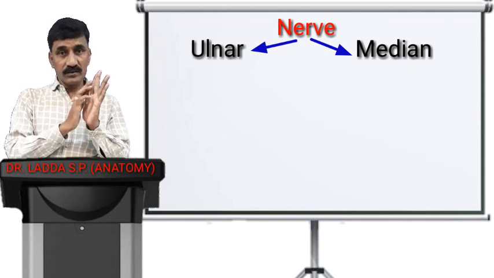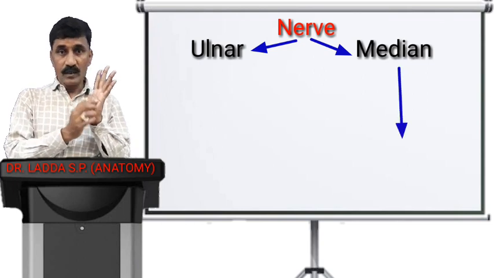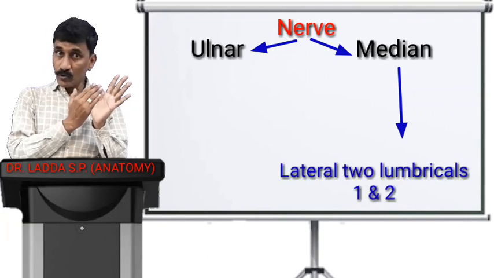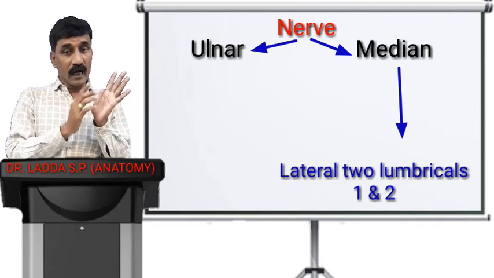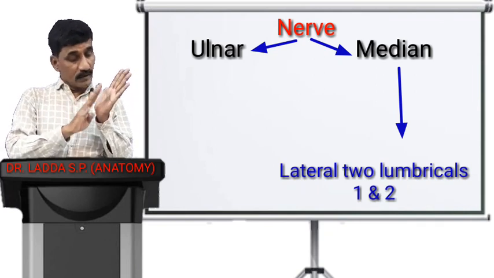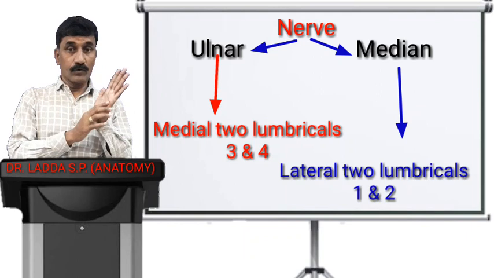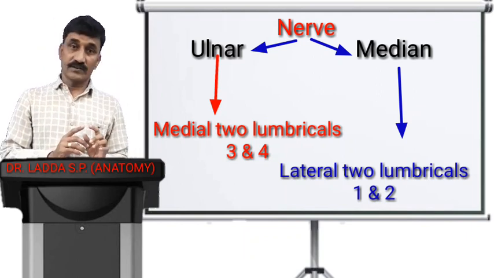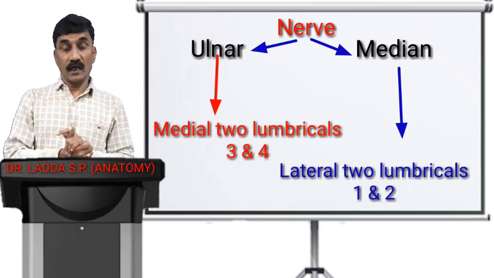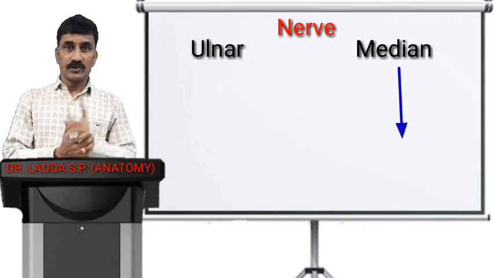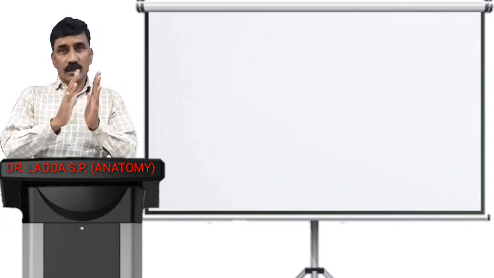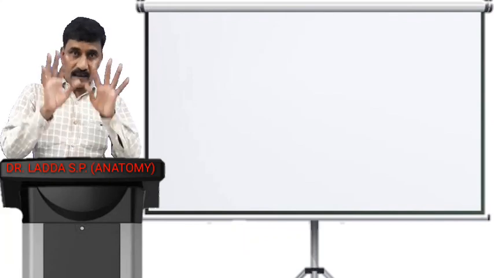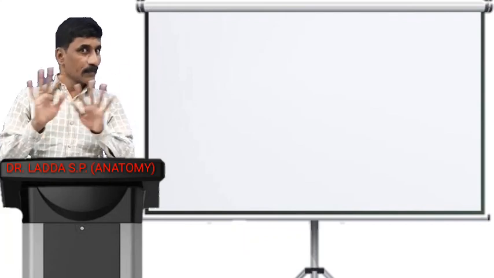Now about the lumbricals, there are 4: 1, 2, 3, 4. Among these 4, the lateral 2, first and second, are supplied by the median nerve, and the medial 2, third and fourth, are supplied by the ulnar nerve. And all 8 interossei are supplied by the ulnar nerve. So this is the rough calculation of median and ulnar nerve supply. You can put all these in a table, and you can remember the names of the muscles.